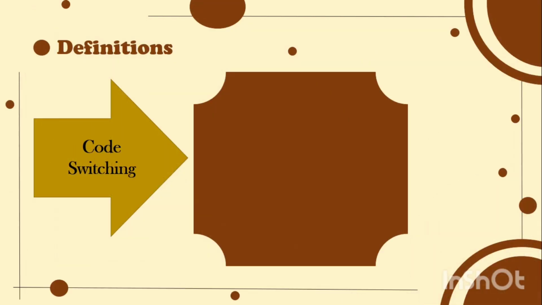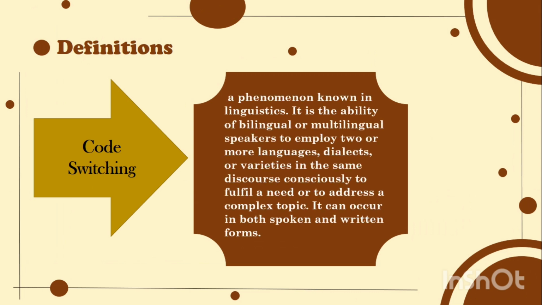Now we move to the definitions. First, code switching. It is a phenomenon known in linguistics. It is the ability of bilingual or multilingual speakers to employ two or more languages, dialects, or varieties in the same discourse consciously to fulfill a need or to address a complex topic. It can occur in both spoken and written forms.